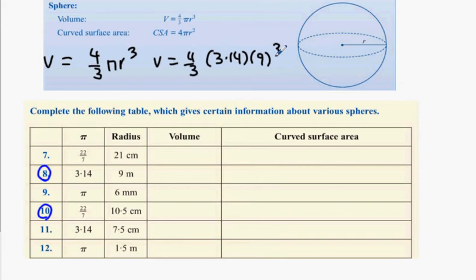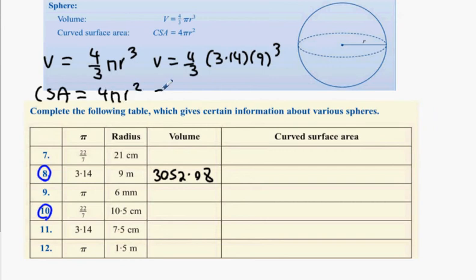Anybody get the correct answer for that? Question 8. 3052.08. Okay, I actually did that one the last day. Now, next one, curved surface area. What formula did you use for that, David? Curved surface area formula for a sphere? 4 pi r squared. Cool.